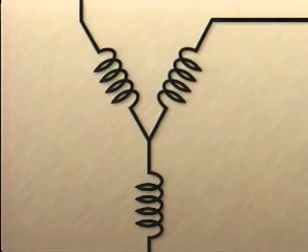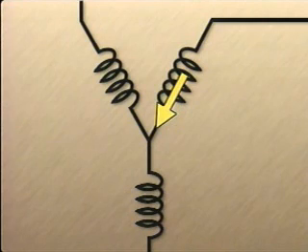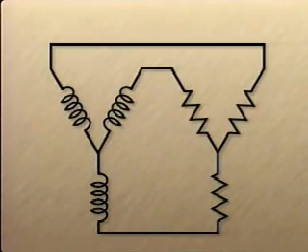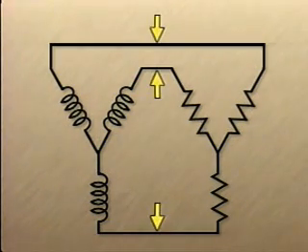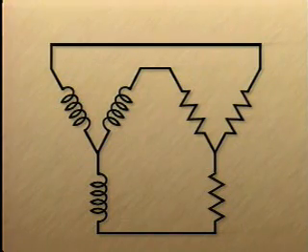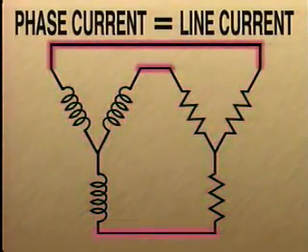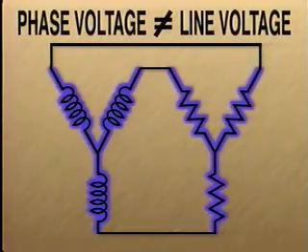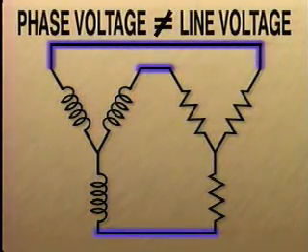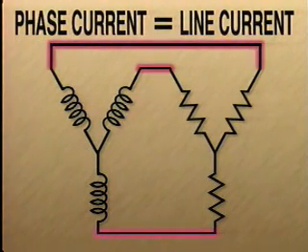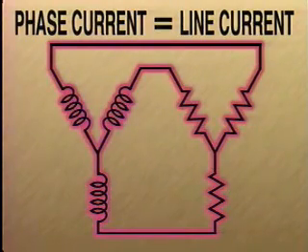In a Y connection, one end of each coil or resistor is connected to one end of both of the other coils or resistors. The free ends of the coils or resistors are connected to the three phase lines. In a Y-connected system, the phase current is equal to the line current, but the phase voltage is not equal to the line voltage. The phase current is equal to the line current because the current flowing through each line has to flow through the coil or resistor in the line.